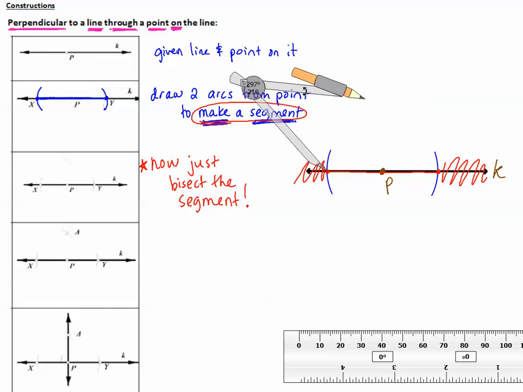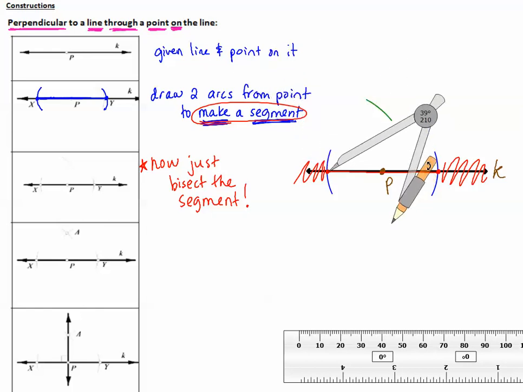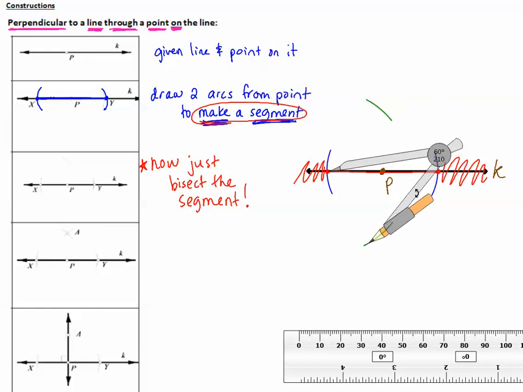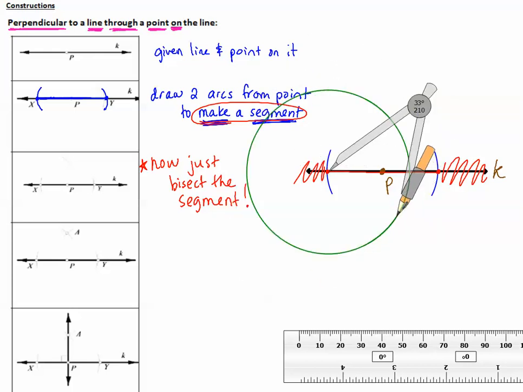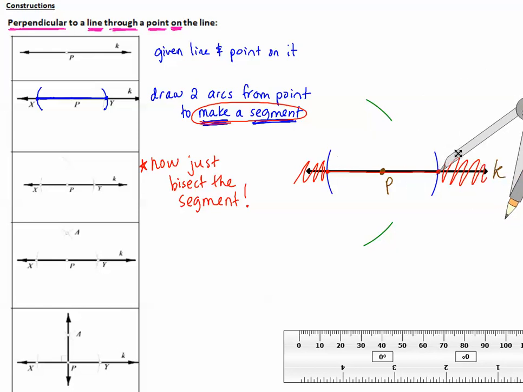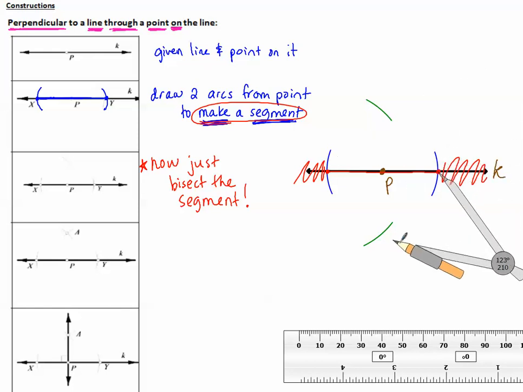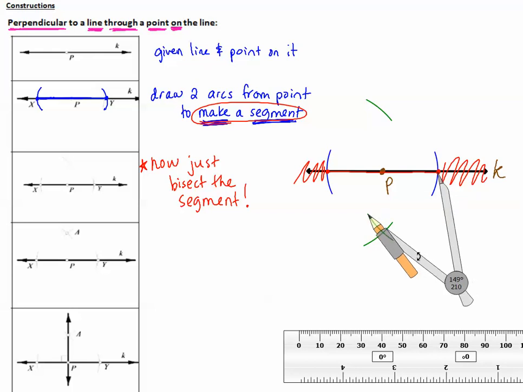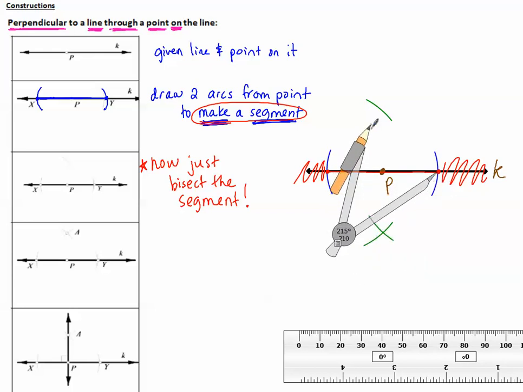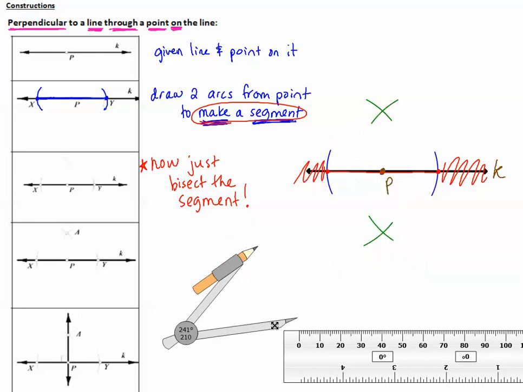Draw an arc that goes through the top and underneath, over and under. Again, if you wanted to draw the entire circle, you can do that, but we really don't need all of that. Go to the other endpoint. Don't change the width of your compass. Draw an arc that goes through the bottom and an arc that intersects through the top. Notice the two arcs intersecting at the top and at the bottom.